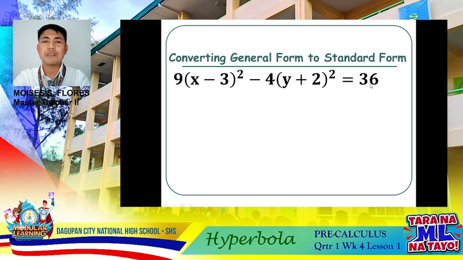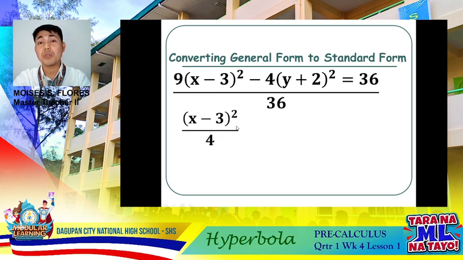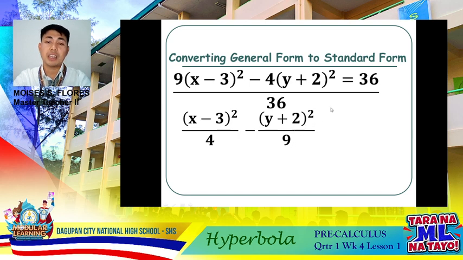Remember, when we say standard form, it is always equated to 1. So therefore, to eliminate this 36, we are going to divide both sides by 36. And then afterwards, we are now ready to simplify our factors. 9 over 36 is 1/4, or simply x minus 3 quantity squared over 4. The same is true here. What is negative 4 over 36? Get the lowest term, and that is negative 1 over 9, or simply y plus 2 quantity squared over 9. And of course, 36 over 36 is simply equal to 1. So there you have it, our standard form.